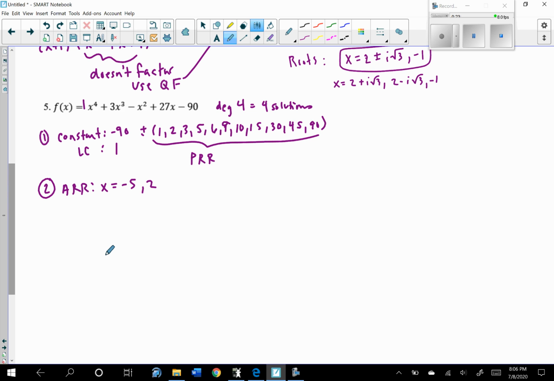So for this, we're going to use synthetic division. It doesn't matter which one you pick, you can pick either. So if we use our synthetic division, I'm just going to go ahead and do -5 first. So we have 1, 3, -1, 27, and -90.